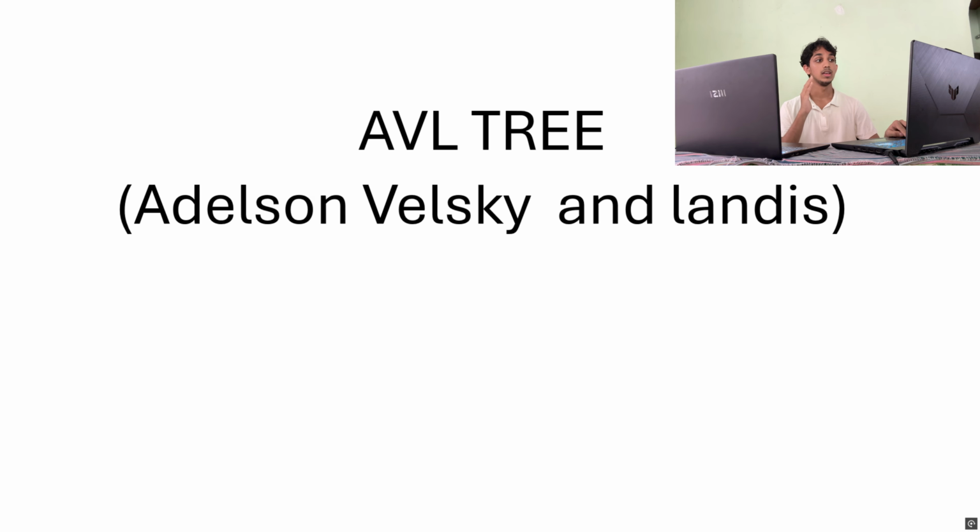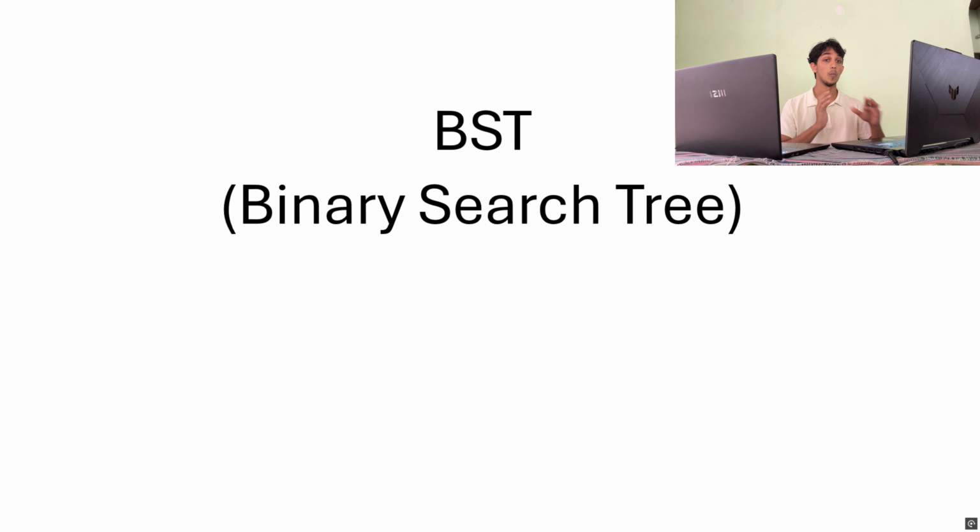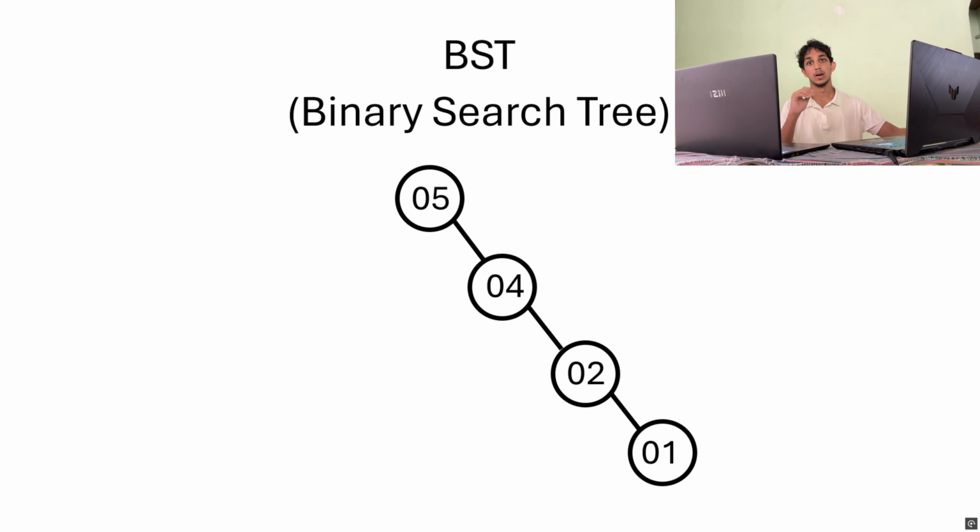The AVL tree was built by two engineers named Adelson and Landis, who took the first letters of their names to form AVL tree. Before that, let's talk about what a BST, or binary search tree, is. A binary search tree has a simple property: the left child is less than the parent, and the right child is always greater than the parent. What does this mean?